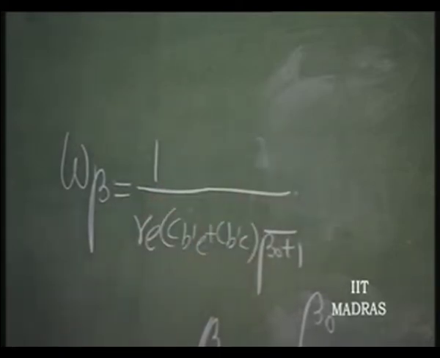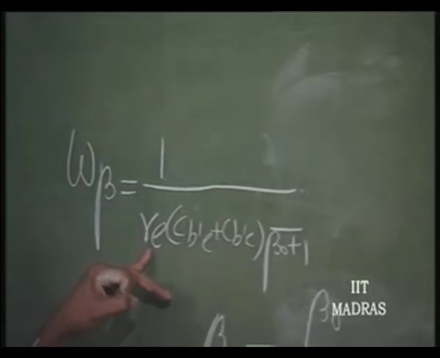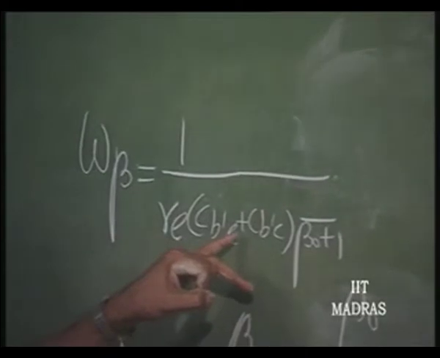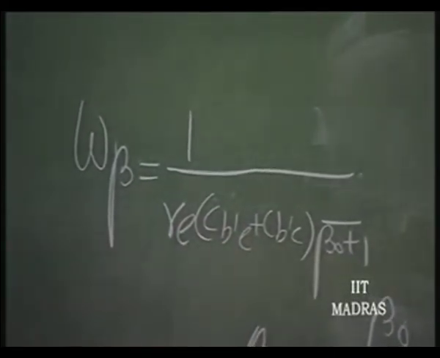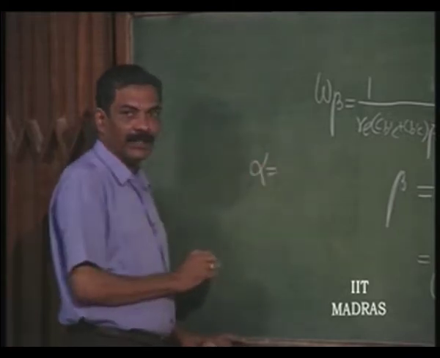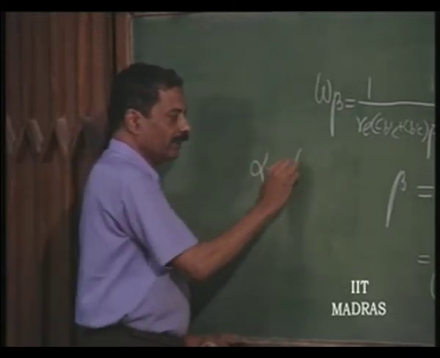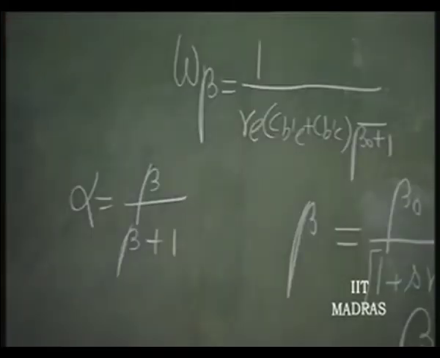This is called the beta cutoff frequency. So, this is determined by R E into the C B dash E plus C B dash C product, into beta naught plus 1. Let us now see what is alpha. Alpha at high frequency is nothing but beta at high frequency divided by beta plus 1. This we always know.